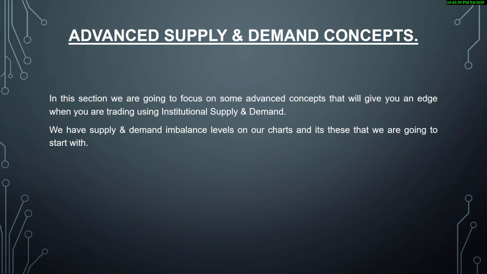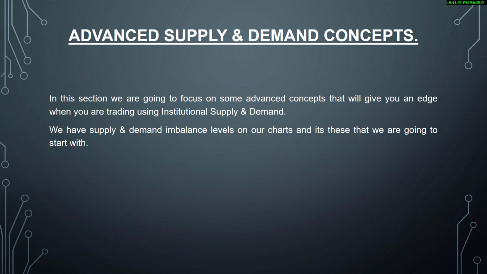we just have to continue with our series regarding institutional supply and demand. So today we're going to be talking about advanced concepts that will give you an edge when you're trading using institutional supply and demand. On every asset that we trade, on every forex pair, on every commodity, we have what we call supply and demand imbalances. These are levels on our charts, and it's these that we are going to start with, and these are the levels that you should be able to trade from, levels that should give you an edge when you are trading using institutional supply and demand.